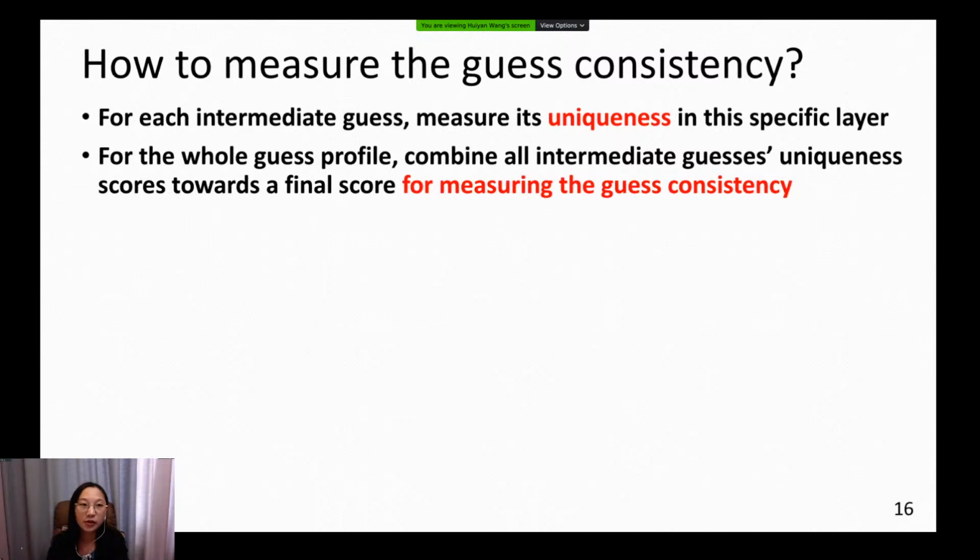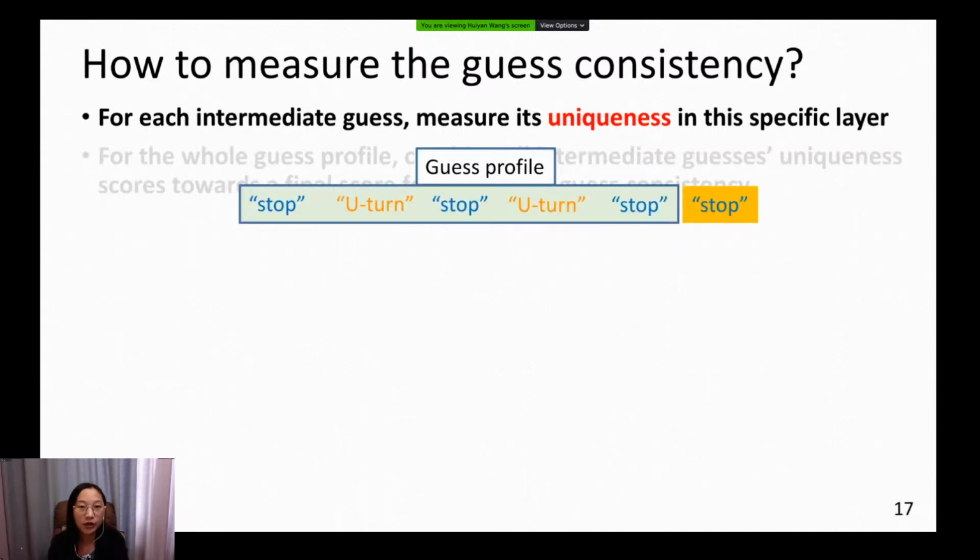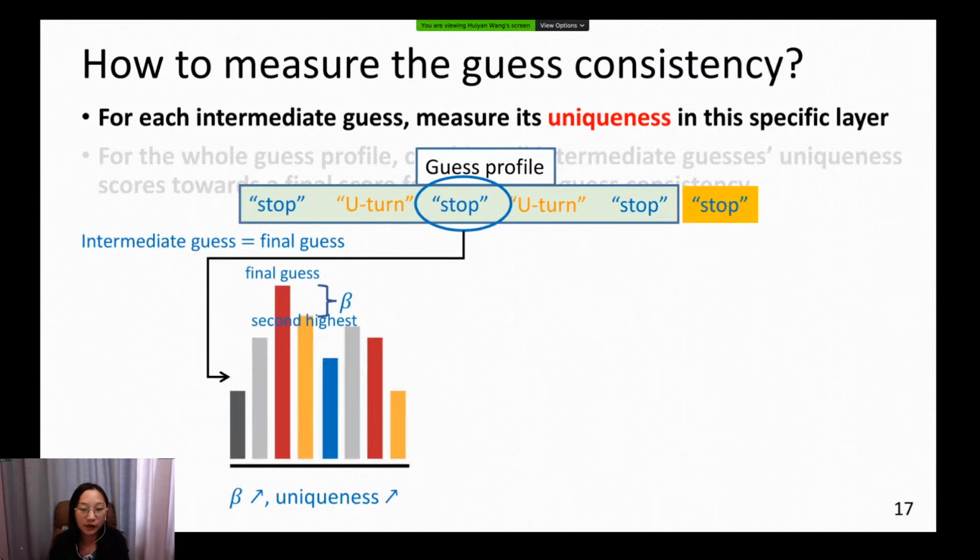We consider measuring each gas's uniqueness and combining them together to get a final score of the gas consistency. For each intermediate gas in the profile, we measure its uniqueness in this way. There are actually 2 cases. For the first case, if this specific intermediate gas equals the final gas, we measure the range between it and the second highest level. The larger the range, the better the uniqueness.